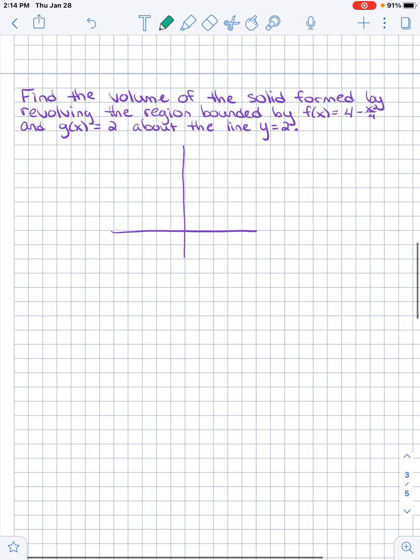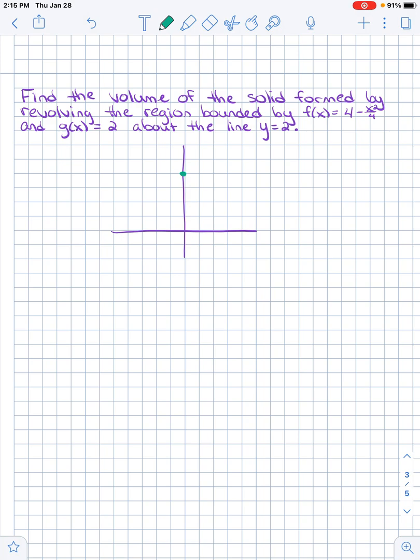Let's go to the next one. I'm going to show you a completely different setup. Now we've got two different functions. So the volume of the solid formed by revolving the region bounded by 4 minus x squared over 4 and g of x equals 2.